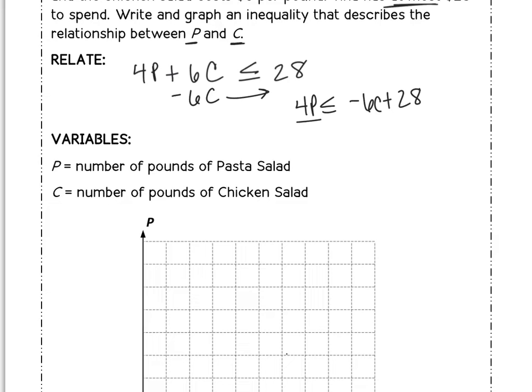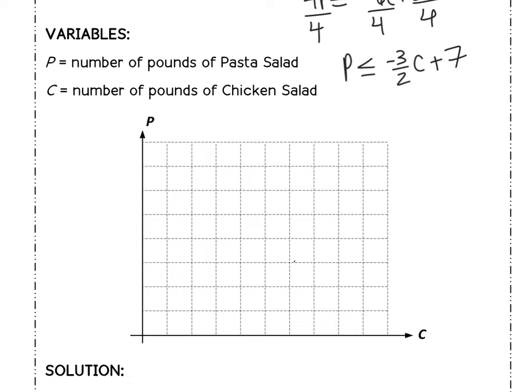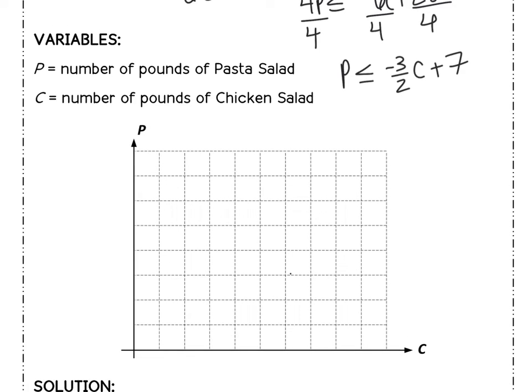And then now I'm going to divide by 4. And so I have P is less than or equal to -3/2C plus 7. See how that came out to a nice 7? Just kind of makes it easier for the graphing portion of things. So now we're going to graph it, and I have two parts. I have pasta salad and I have chicken. So P is in the position of what y would be. So we're going to make my y-axis pasta and my x-axis chicken.